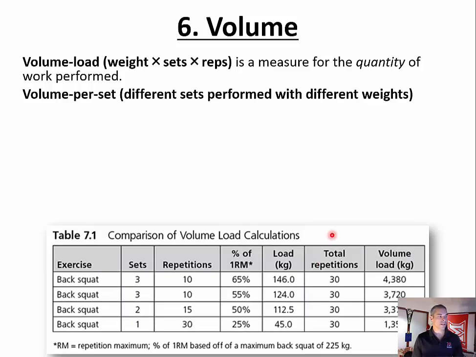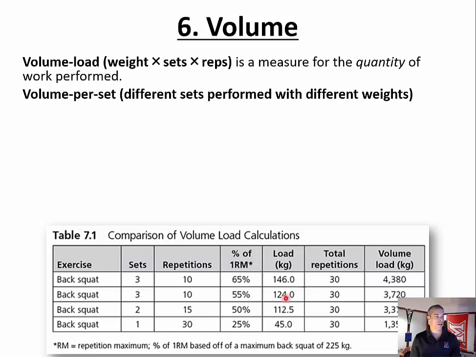So if we look here at this table, a comparison of volume load calculations. For the same exercise here, back squat, let's say performing 3 sets of 10 reps. This load here was 146 kilograms. So 3 sets of 10 reps, that's 30 total reps. So we take the 146 kilos times 30, and that gives us our overall volume load of 4,380 kilograms.